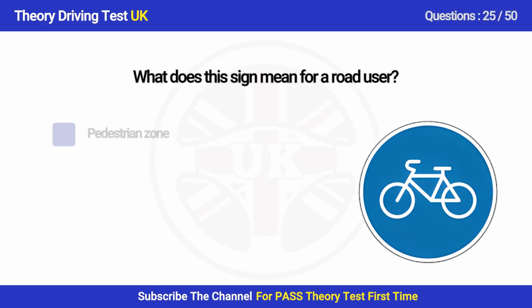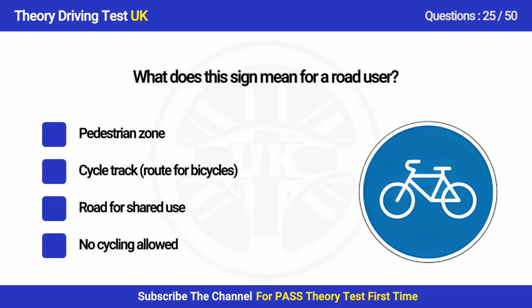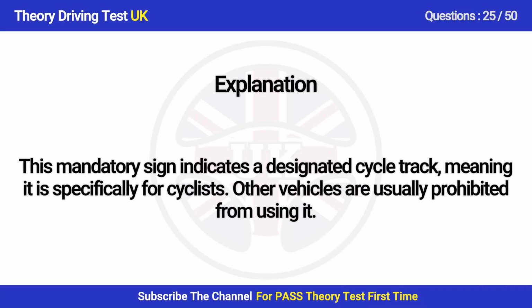Question 25. What does this sign mean for a road user? A. Pedestrian zone. B. Cycle track route for bicycles. C. Road for shared use. D. No cycling allowed. Answer is B. Cycle track route for bicycles. This mandatory sign indicates a cycle track, meaning it is specifically for cyclists. Other vehicles are usually prohibited from using it.